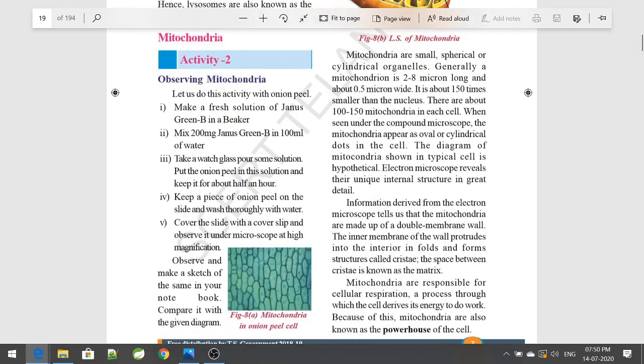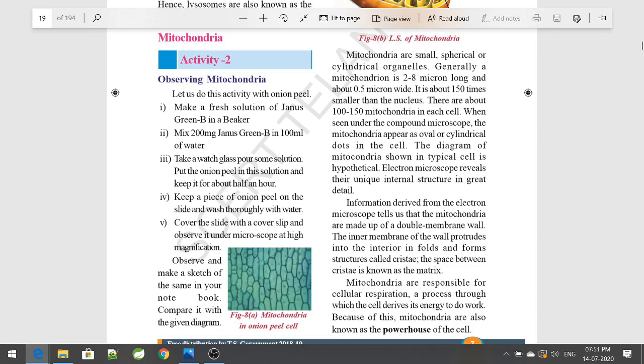Mitochondria. Mitochondria is called the powerhouse of the cell. With the help of what experiment or activity can we observe the mitochondria? In an onion peel we can observe the mitochondria, and this should also be observed under the electron microscope only. With a normal microscope we can't observe this.